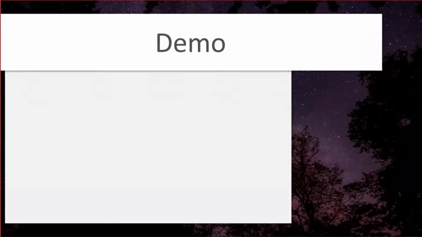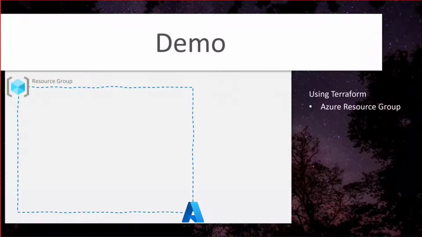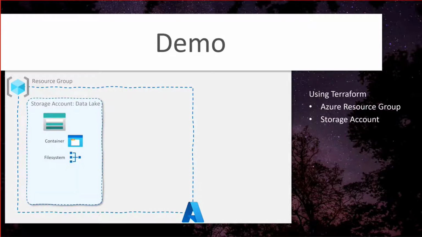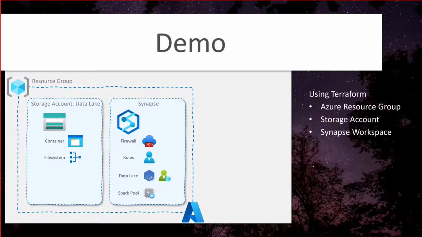So the demo that I'm going to run through will basically look at creating a resource group. Within that resource group, we'll then generate a data lake, and we'll have a container and a file system. And the file system is required because Synapse needs a file system, otherwise it doesn't work. And then we'll also look at Synapse, and we'll build a workspace, and then we'll start configuring that workspace.